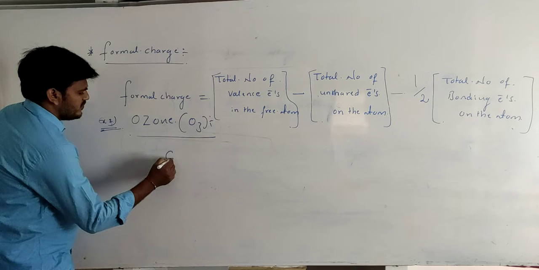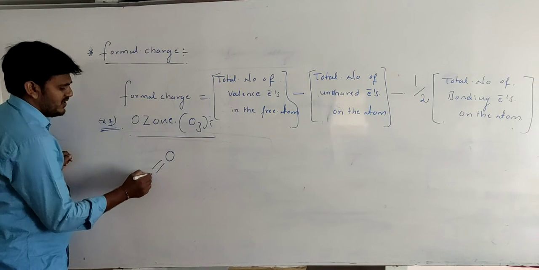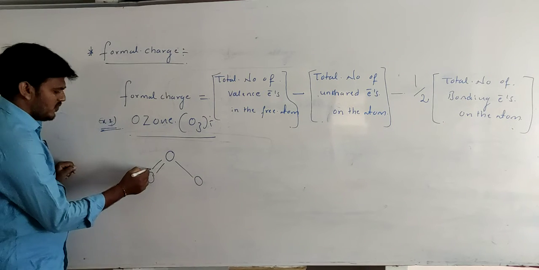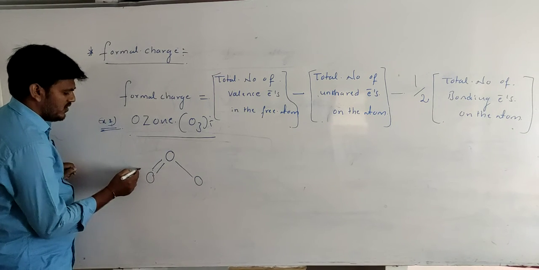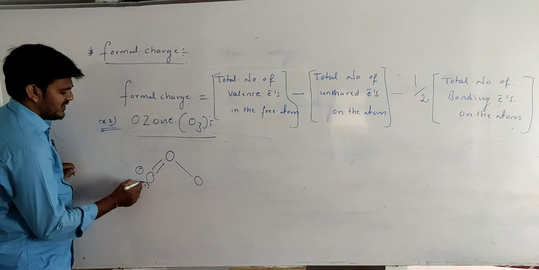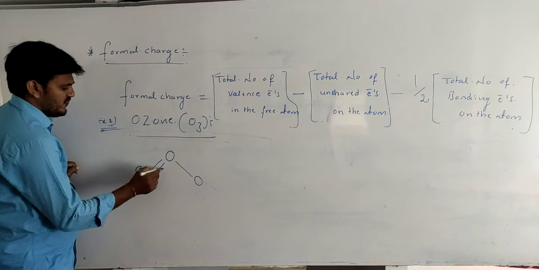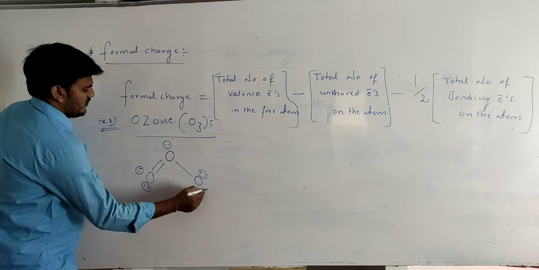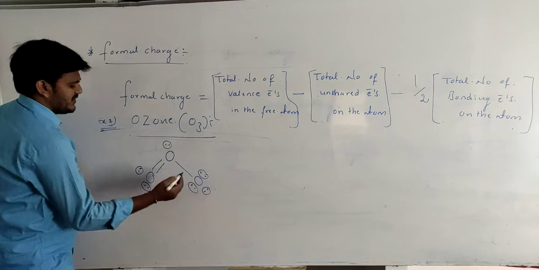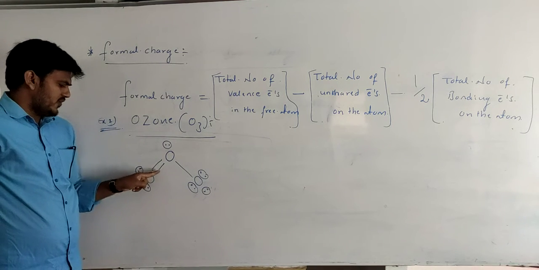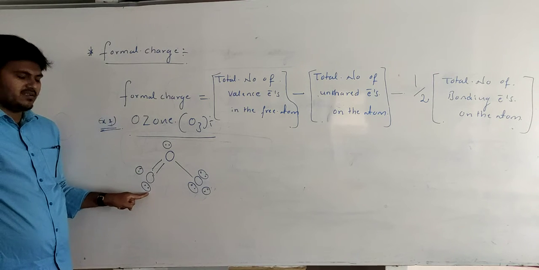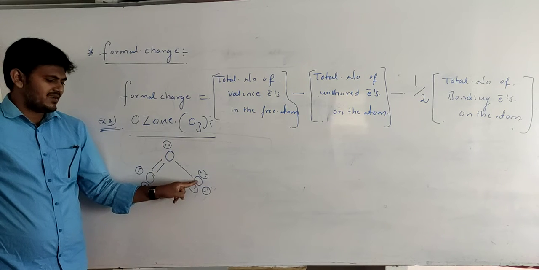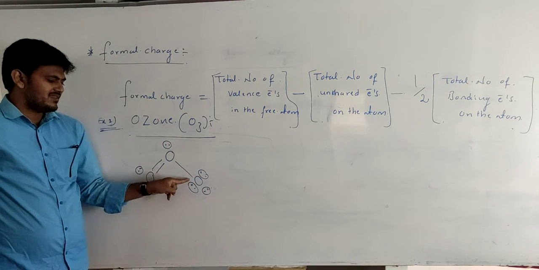So simple, 3 oxygen atoms: first oxygen atom, second oxygen atom, third oxygen atom. And valence electrons 1, 2, 3, 4, 5, 6, 7 and 8. Next, 1, 2, 3, 4, 5, 6, 7 and 8. Okay? 8 electrons. Next, 8 electrons. Next oxygen, 1, 2, 3, 4, 5, 6, 7 and 8.